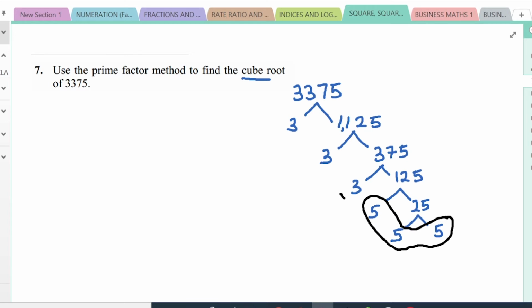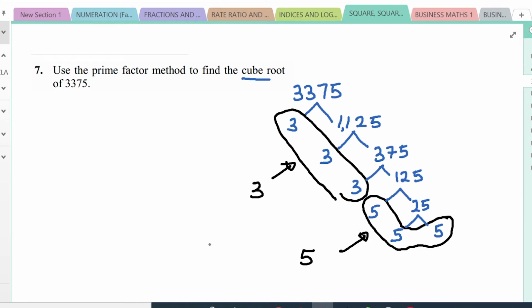So that's the first group of 3 numbers. That's the second group of 3. In each group, we pick 1. So here we pick 3. Here we pick 5. And so we shall simply say it's 3 times 5. That is 15. And so that is the cube root of that number.